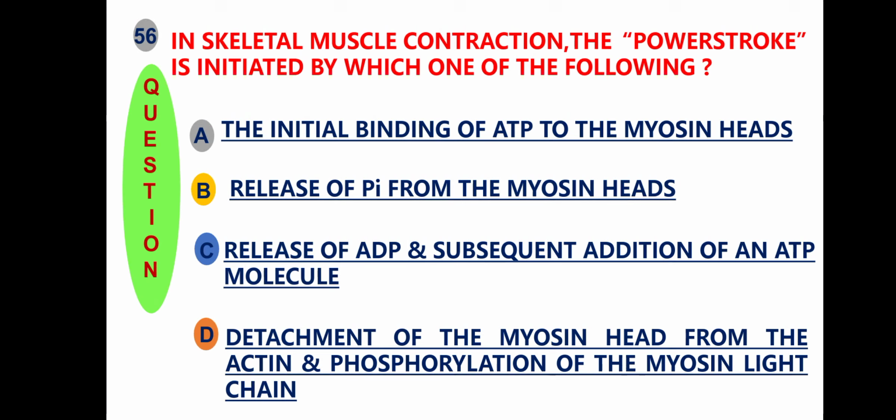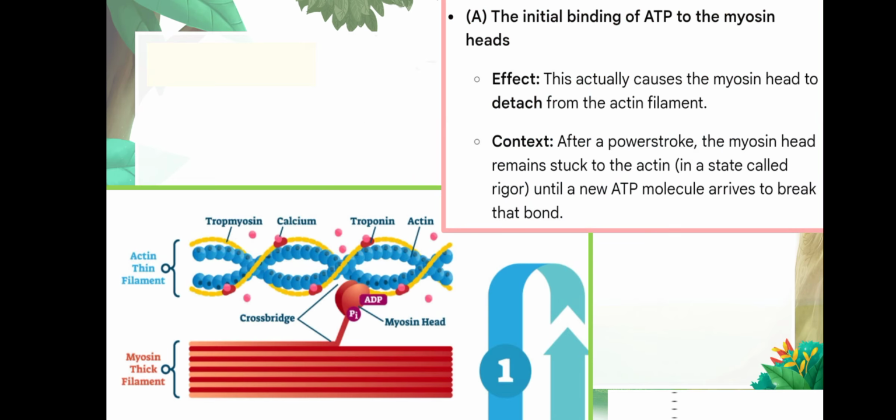Now you can understand this question. In skeletal muscle contraction, the power stroke is initiated by which one of the following? The initial binding of ATP to the myosin heads, or the release of Pi from the myosin heads, release of ADP and subsequent addition of an ATP molecule, or detachment of the myosin head from actin and phosphorylation of the myosin light chain. For this answer, you have to see separately what each is telling.